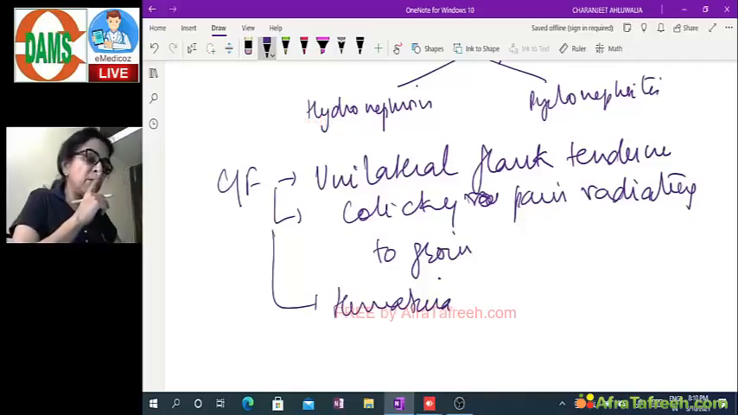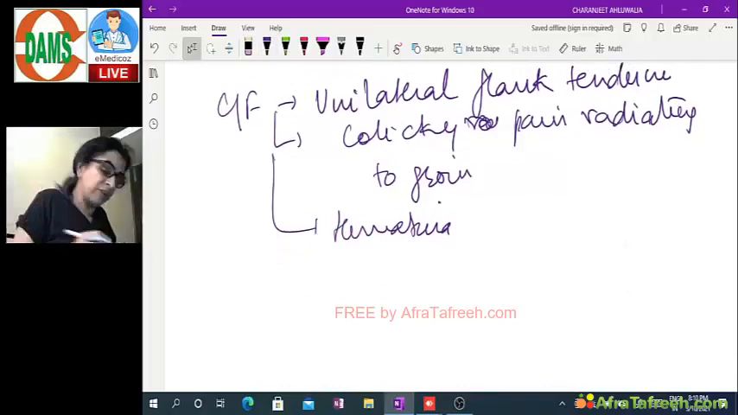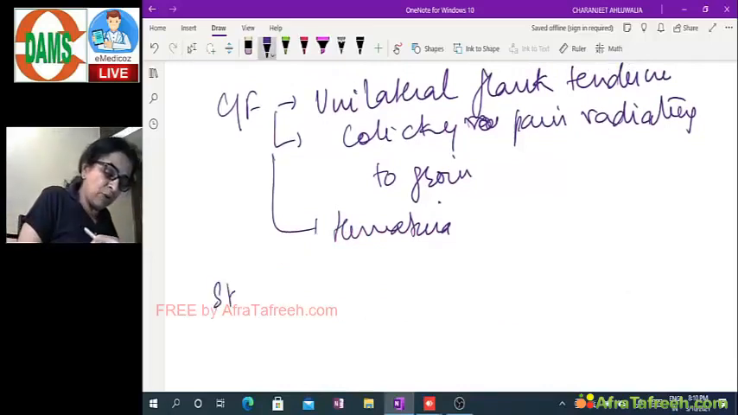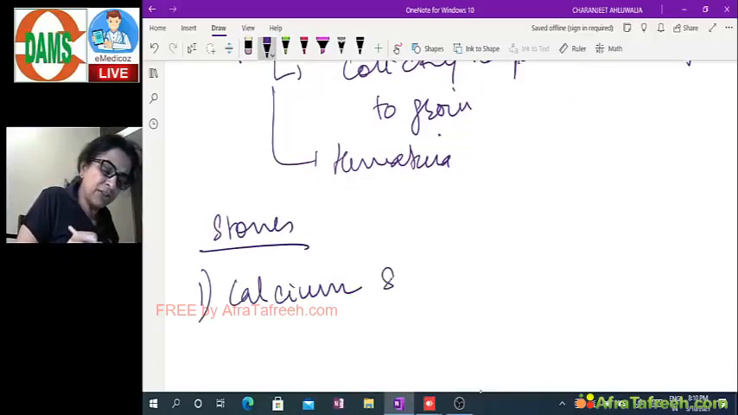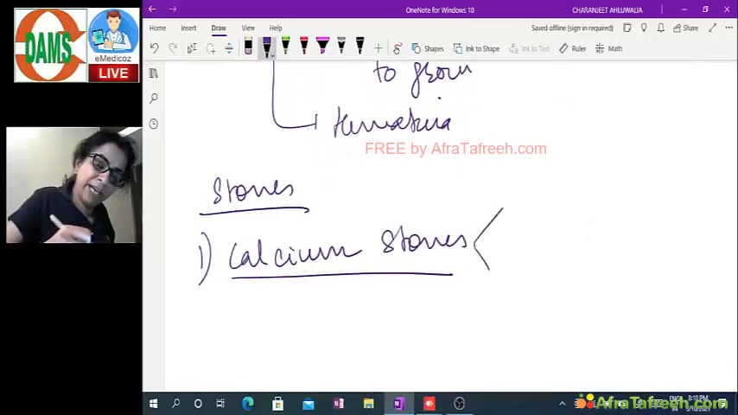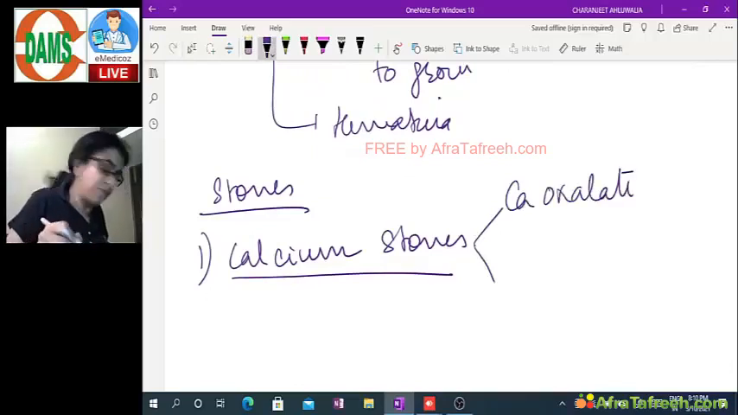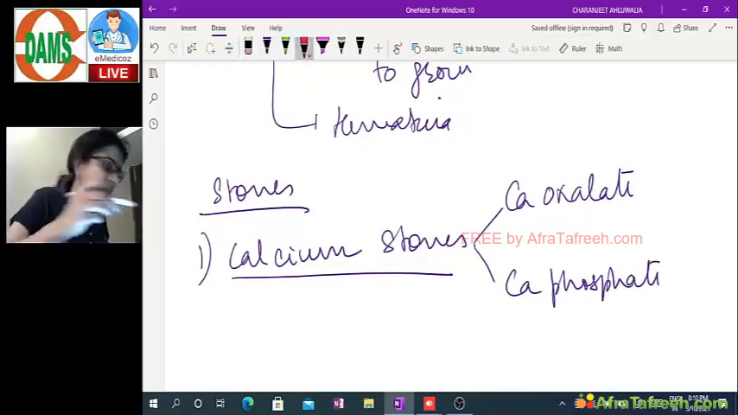And patients who have kidney stones, you should ask them to drink a lot of water. Now, which stones are found in the kidney? Most common stones in the kidney are calcium stones. Two types of calcium stones are found in the kidney: calcium oxalate and calcium phosphate stones.